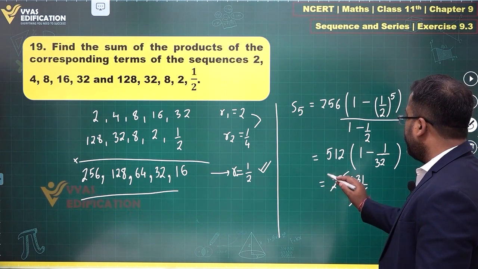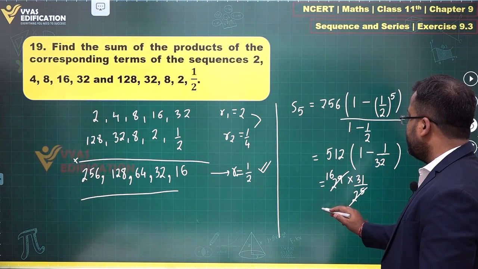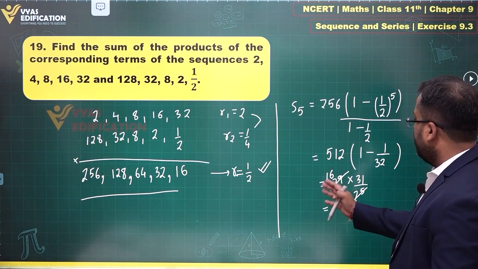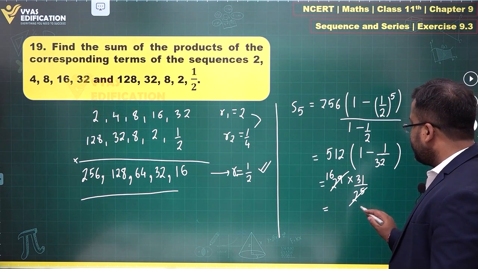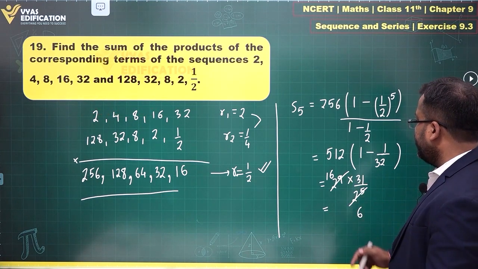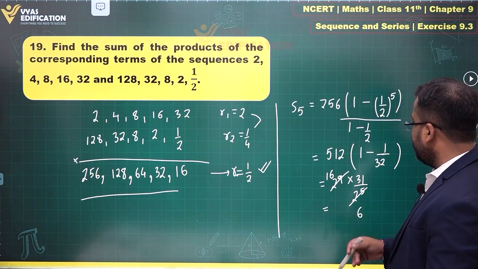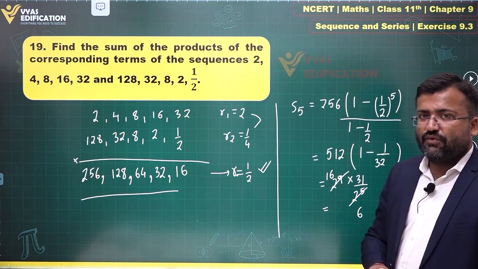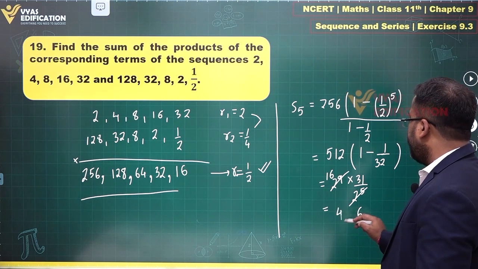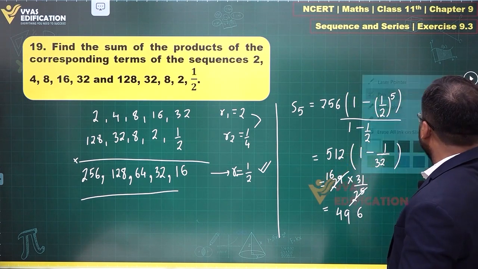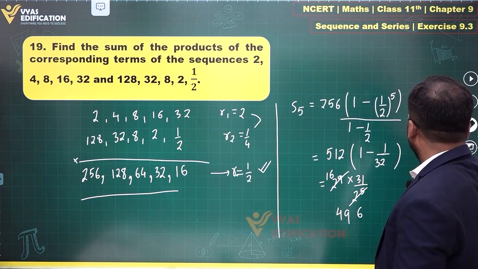Now 2 power 9 divided by 2 power 5 will be 2 power 4, which is 16. 16 times 31 is what we are interested in. 16 times 1 is 16, and 16 times 3 is 48, plus 1 carry is 49. So 4, 9, 6, that is 496, is what we get. This looks like the final answer.